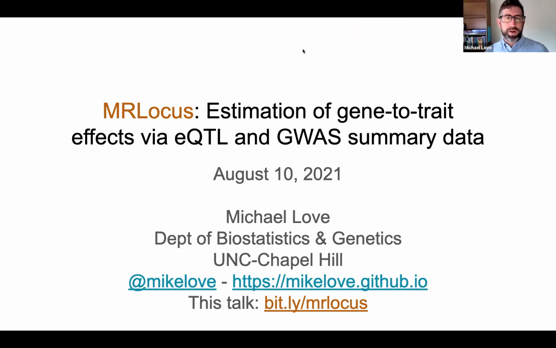Okay, great. So today we'll talk about estimation of gene to trait effects via eQTL and GWAS summary data. I haven't updated the date here, sorry about that. The slides here are, there's a bit.ly link if you want to follow these later. So it's just bit.ly/MRLocus. And I'd be happy to take questions during the talk, whatever's easiest. You could just put them in the chat, for example.